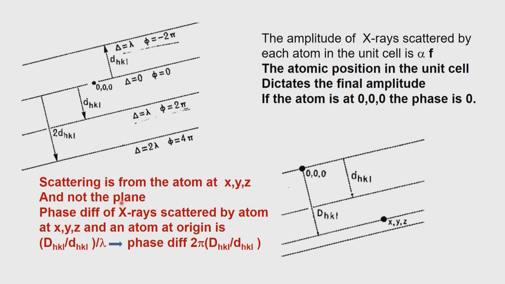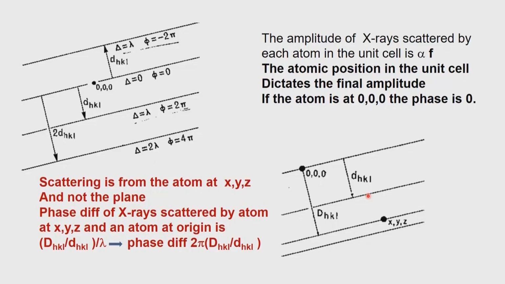So, if that is the case, then what I have written will happen. Scattering is from the atom and not the plane, we know that very well now. So, the phase difference of X-ray scattered by the atom at XYZ and an atom at the origin: suppose there is an atom at 0 0 0 and another atom at XYZ. For the atom at 0 0 0 there is no problem because the phase is 0. The atom at XYZ will have a path difference of d of HKL. This is where the atom is located, and this is where the plane is located. So, we are now calculating, wherever the atom may be, the contribution of that atom to the plane, because we are actually getting the experimental measurement in terms of the planes.